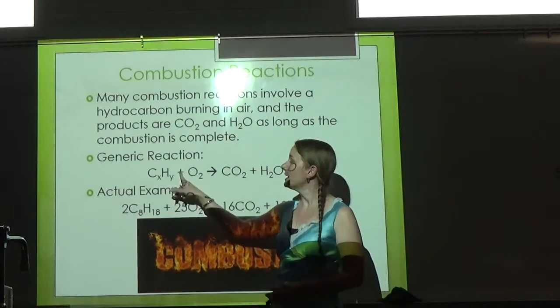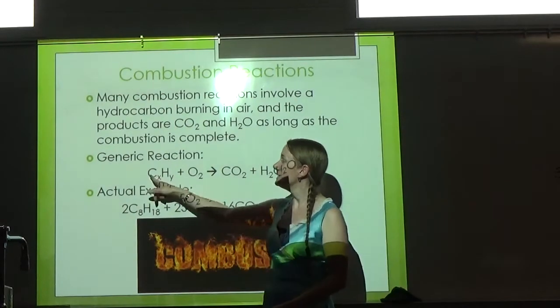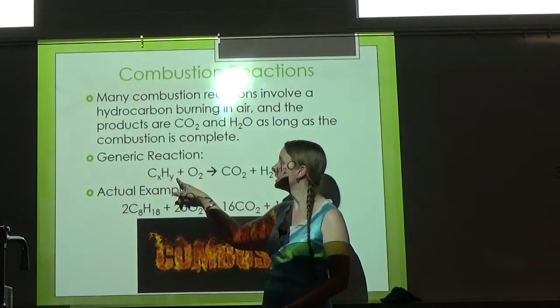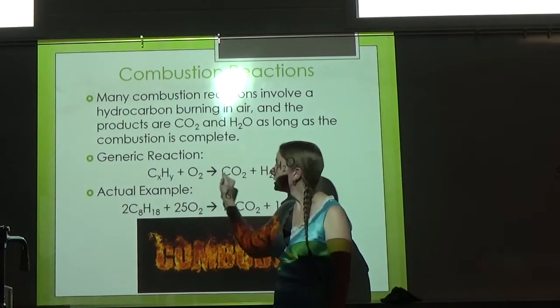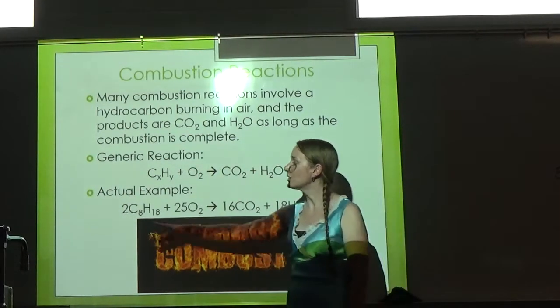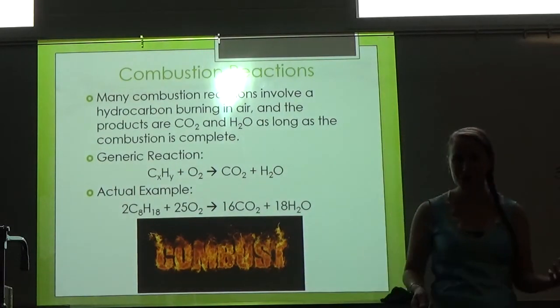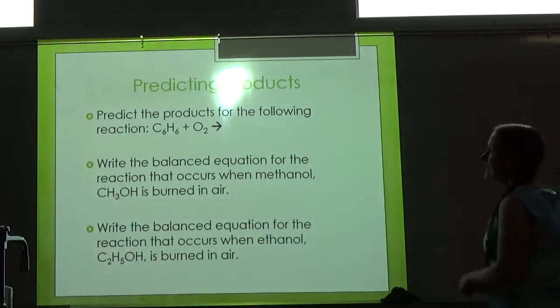And sometimes you'll even have a reactant that also has O in it, like we could have glucose, C6H12O6, plus oxygen, making carbon dioxide and water. The hardest part about combustion is usually the balancing, because this is where you have a bunch of those weird doubling ones, which I personally love. All right, so let's look at a couple together.